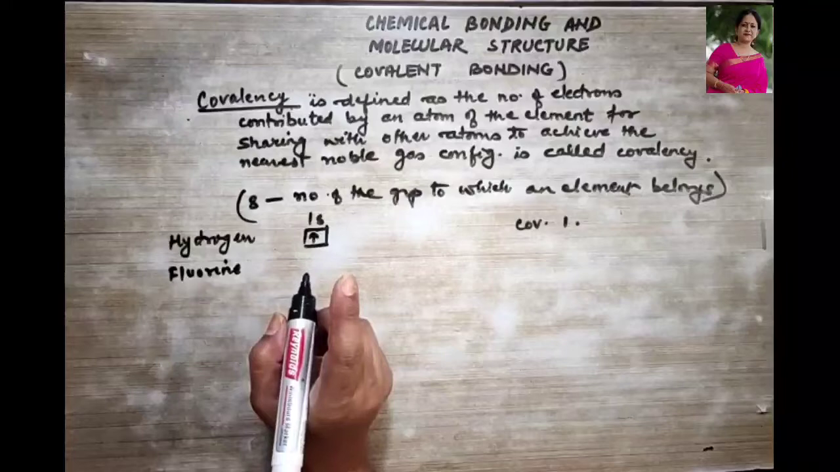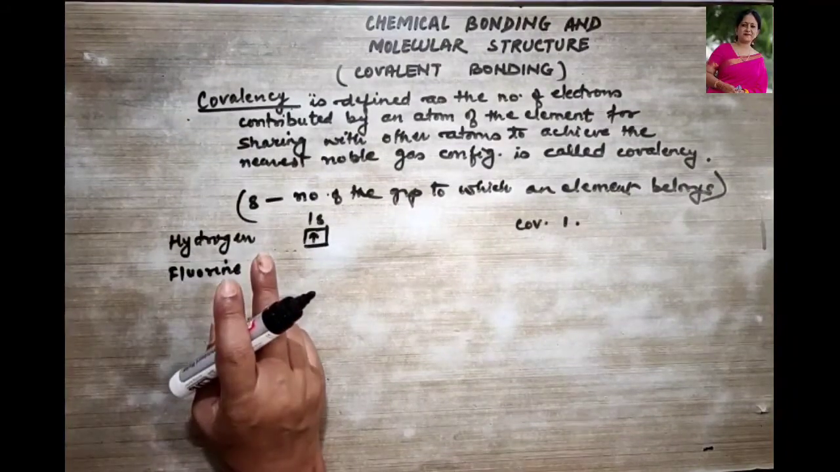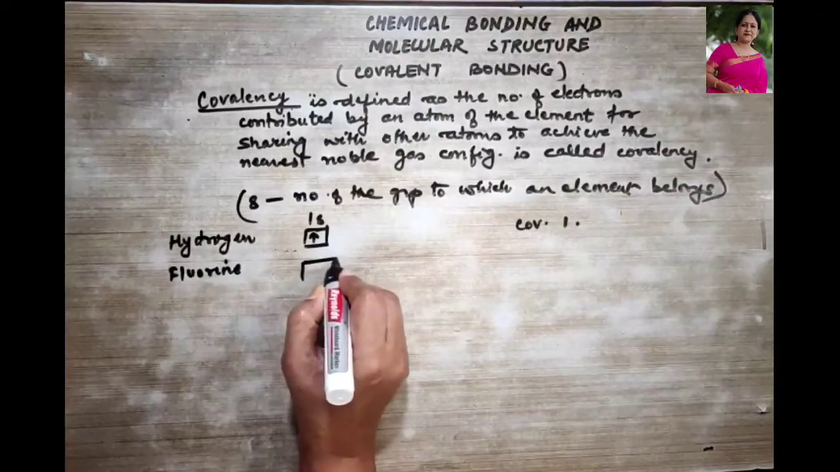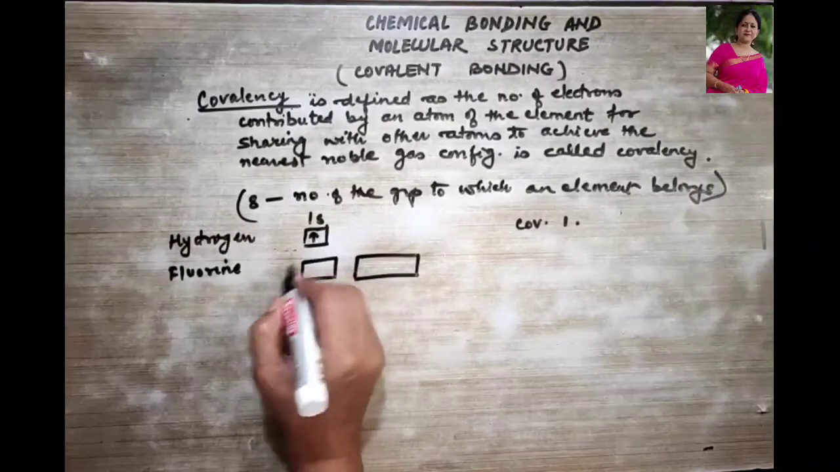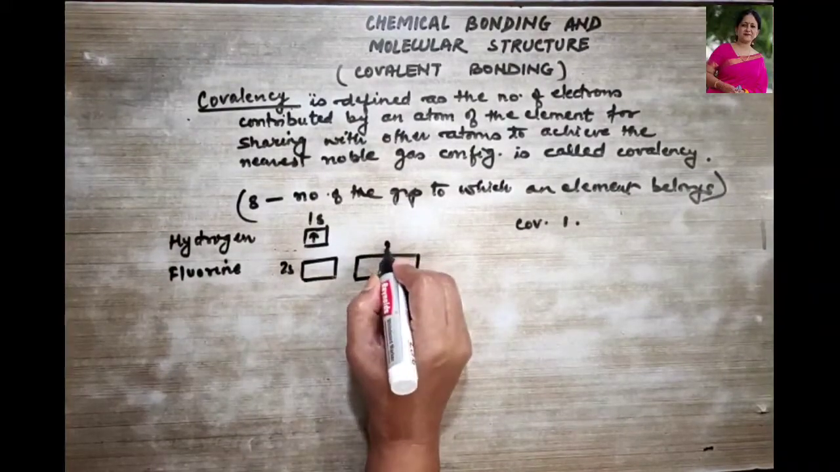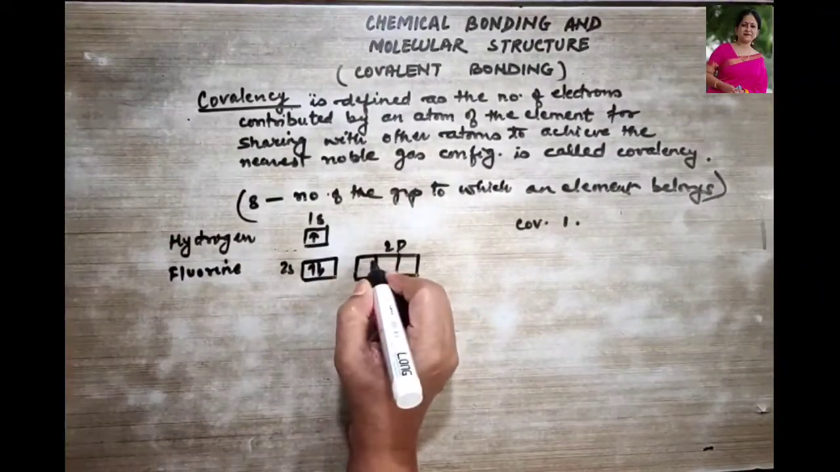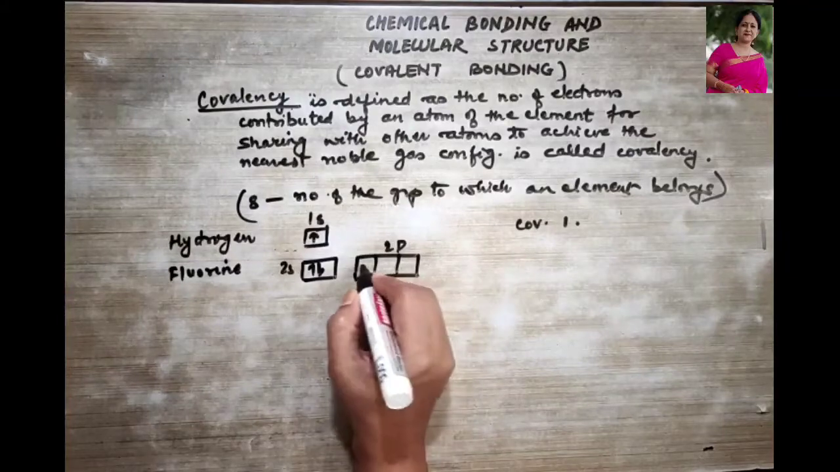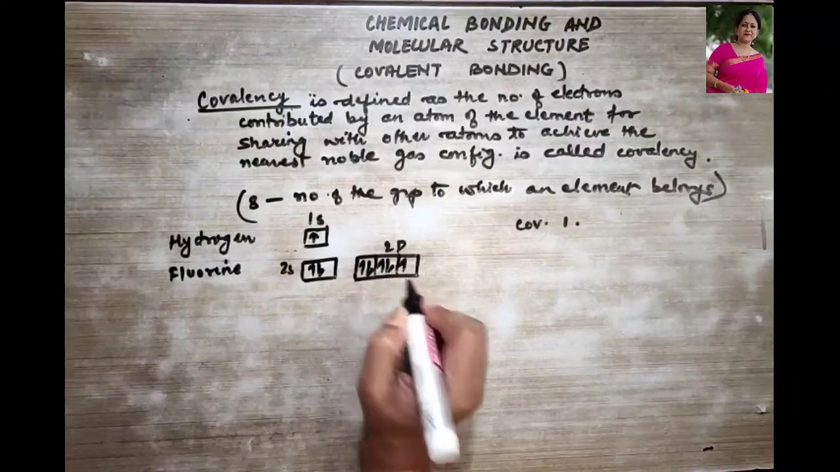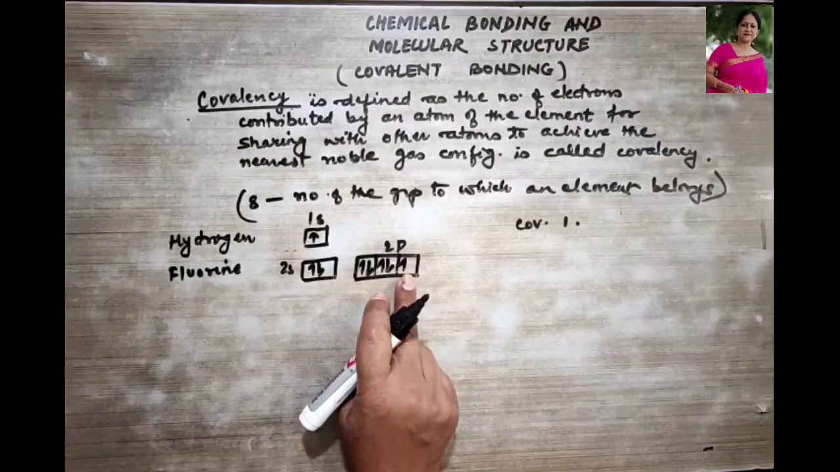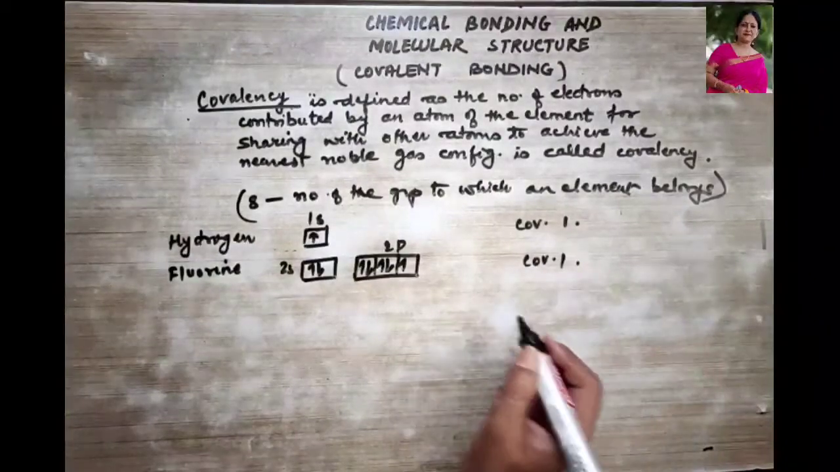Fluorine also has one unpaired orbital. What do we know about fluorine? Its atomic number. So let us find out the configuration for fluorine. It is 2s and this is 2p. Okay, so 2s2, 2p5. 5 means 1, 2, 3, 4 and 5. So how many unpaired? 1 unpaired. So over here also covalency will be 1.